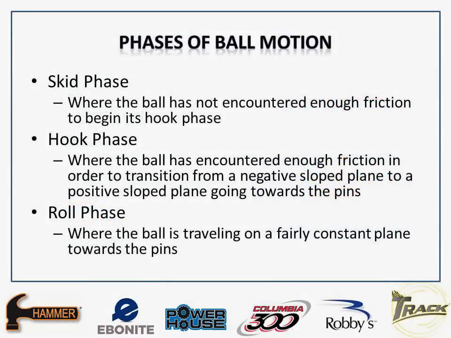Before I get deeper into the bowling ball and the design, I want to talk about the phases of the ball motion. There's 3 phases. The first is the skid phase. That is where the bowling ball has not encountered enough friction to begin its hook phase. Secondly is that hook phase, and that's where the ball has encountered enough friction in order to transition from a negative slope plane to a positive slope plane going towards the pins. Then finally, it's the roll phase, and that's where the ball is traveling on a fairly constant plane towards the pins.